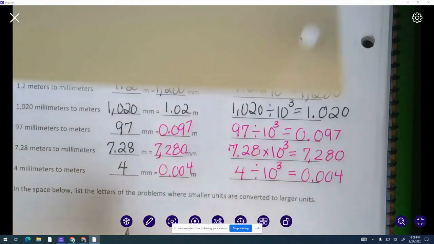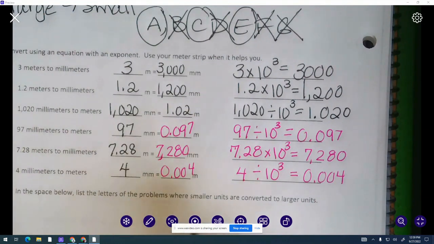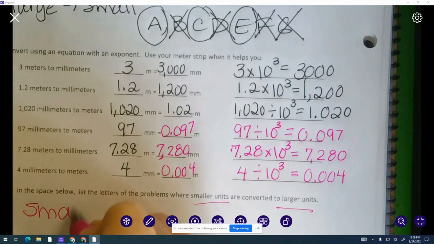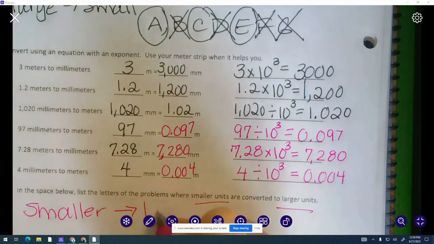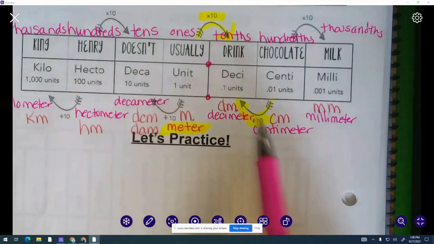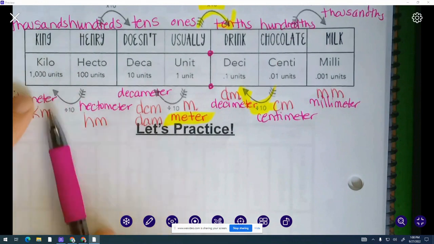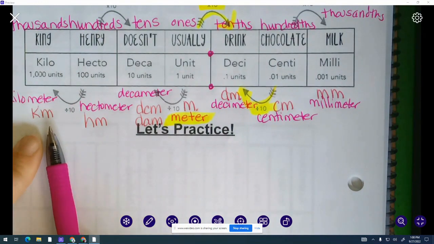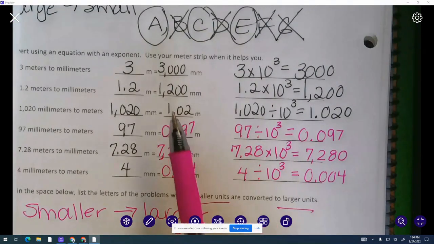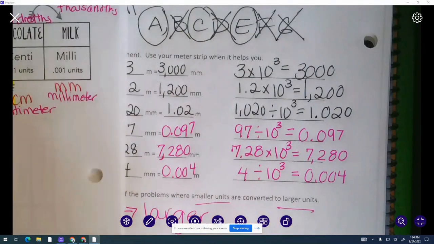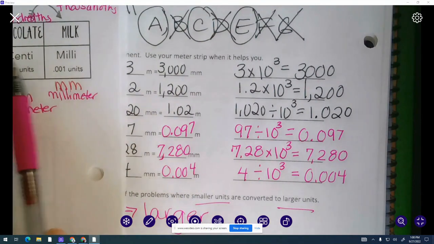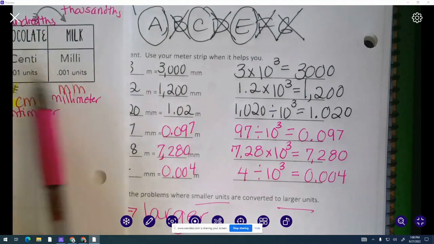Now in the space below, we want to find the letters of the problems where smaller units are converted to larger. So I am going from smaller to larger. These are the larger units. The kilometer is the longest distance. It is made up of 1,000 meters. So we know that meters, centimeters, and millimeters were the units that we were using the most. And the largest of them is going to be the meter.